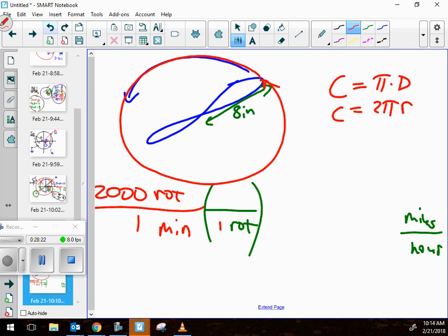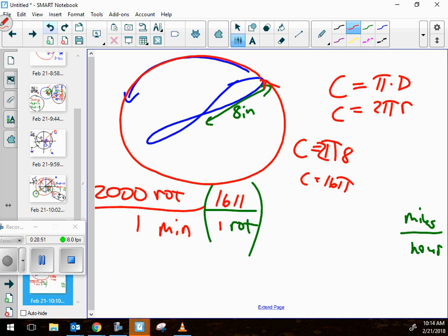One rotation is how far? Well, it's a circumference. And how far is the circumference of this thing? A circumference would be pi times the diameter, or 2 pi r. I might as well use the 2 pi r one because they gave me the radius. So 2 pi times 8, which would be 16 pi. Do you get that this thing's going to go around 16 times 3.14 inches? You following me there?